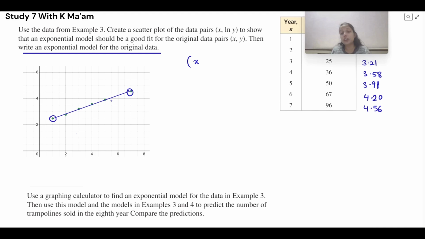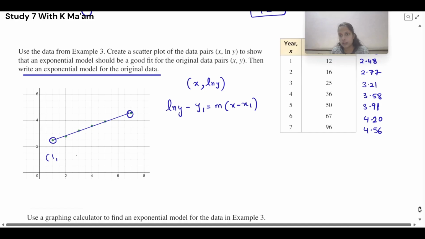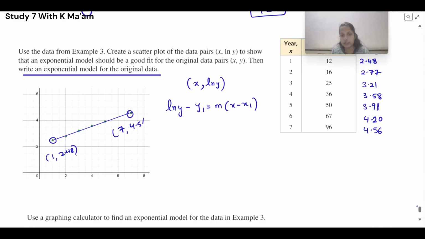In our case, this is not y. This is log y. And the equation of a straight line is y minus y1, but it is log of y minus y1 equals the slope m times x minus x1. So I choose the first point as 1 comma 2.48, and the second as 7 comma 4.56. For y1, I'm writing the value of y1. This is a log y value.